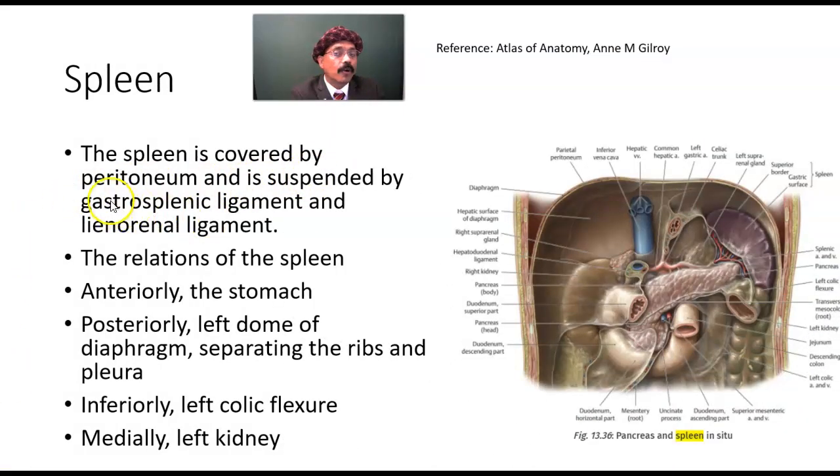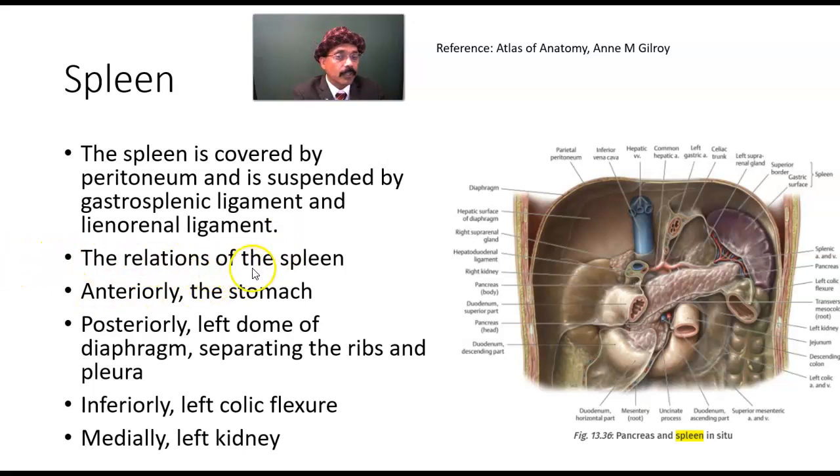The spleen is covered by peritoneum except at the site of the hilum. Otherwise it is invested and surrounded by the peritoneum, and it is suspended by the gastrosplenic ligament and the lienorenal ligament. It also has a relationship to the phrenicocolic ligament, which is not attached but supports the anterior part of the spleen.